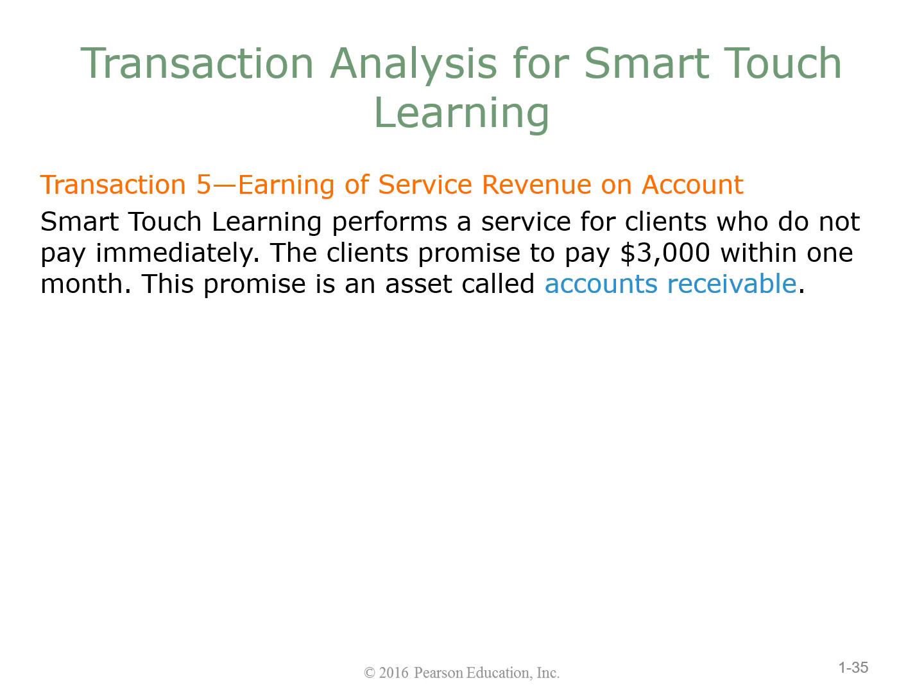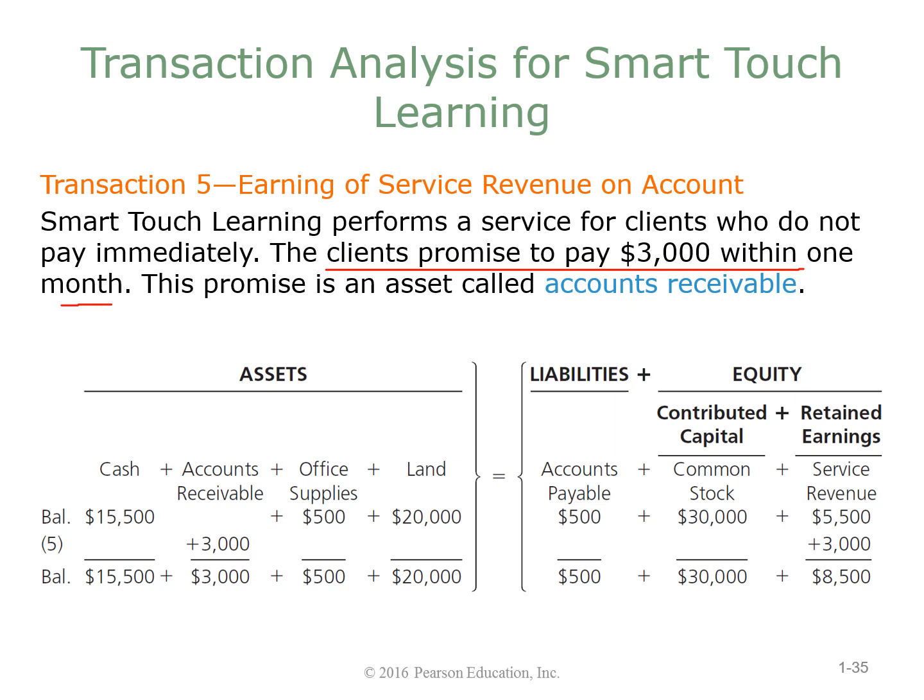Earning service revenue on account. We did a service, but the client promised to pay the 3,000 within 1 month, which means we didn't receive it yet. So cash will not be affected, but we will have an account receivable. Account receivable tells me that the company is entitled to receive cash from somebody else for that amount, for 3,000. So why are you entitled to that? Because you provided a service for someone, so your revenue increased. So both sides are still equal.